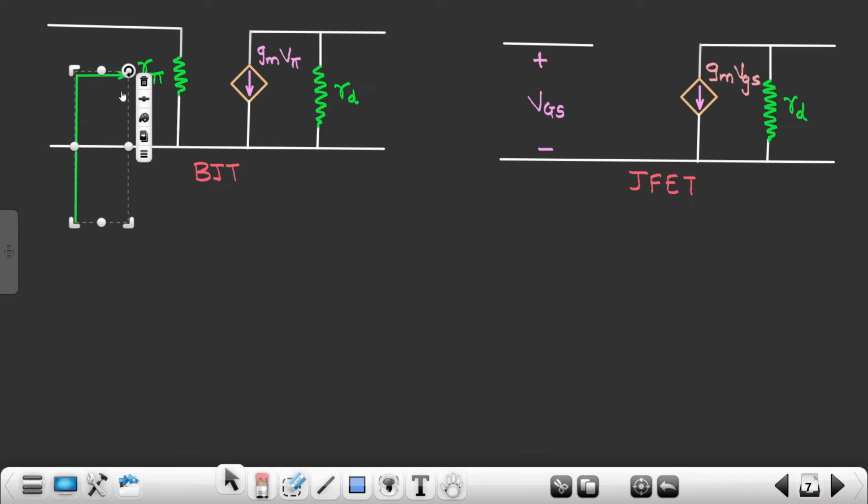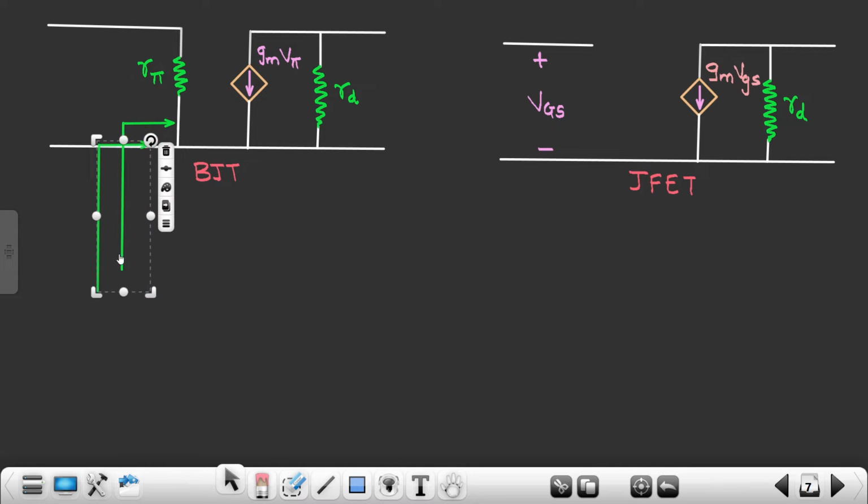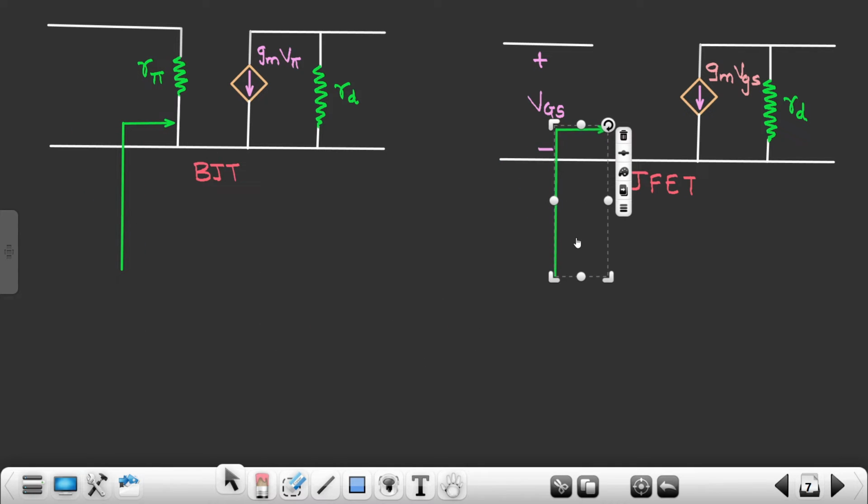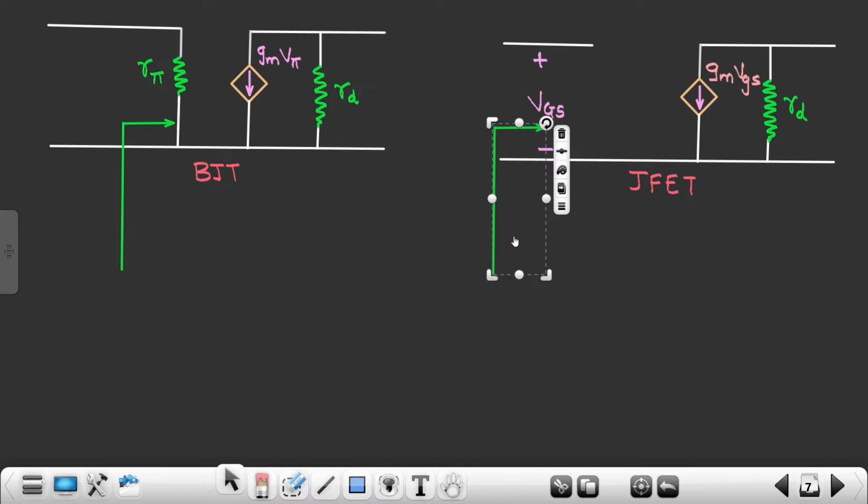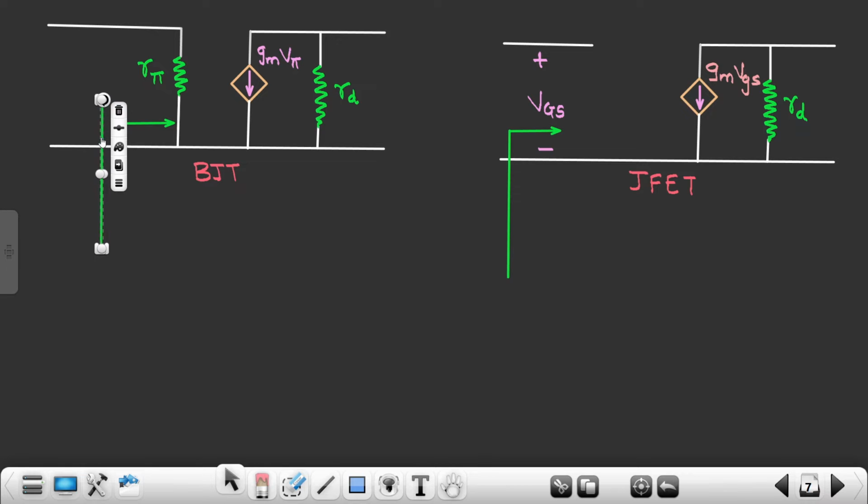Yeah, and let me copy. Let's see if I'm able to copy this particular thing. Yeah, bring this somewhere over here. Yeah, that's fine. Just a second, give me a few minutes.